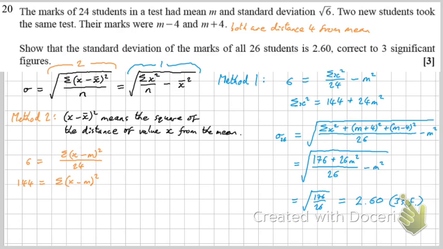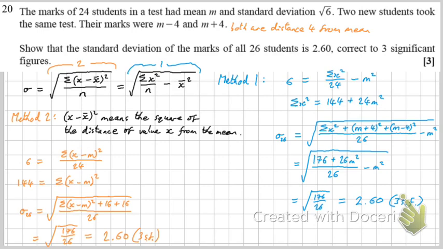Now when we've got the 26 pieces of data, we've got that funny expression, which is the sum of the squares of the distance from the mean for all of the 24 original data, plus the squares of the distances from the mean of the new pieces of data, all divided by 26. And if we substitute our 144 in for the sum here, we just straight away get 176 over 26, which is the same value as before.